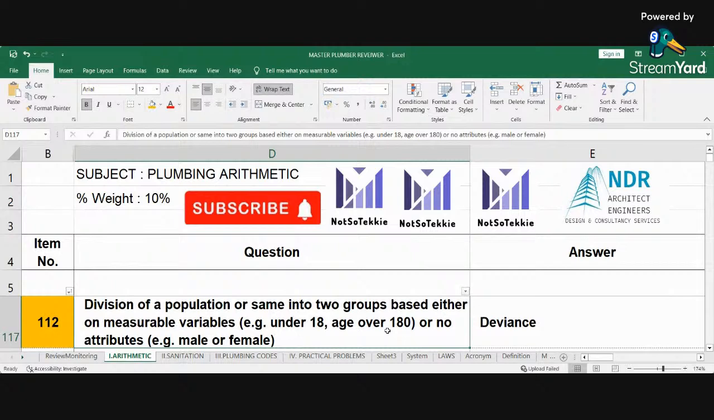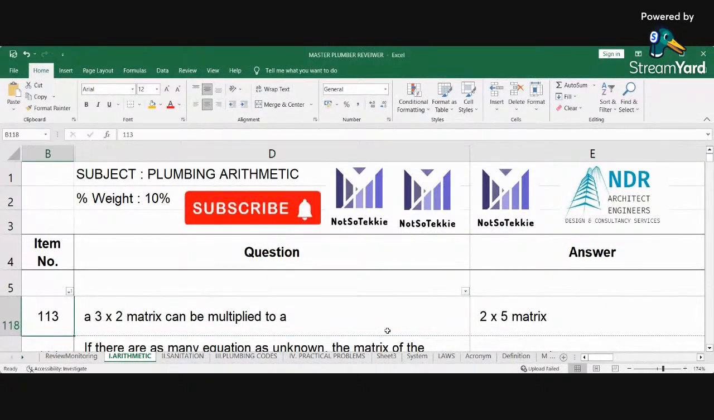Deviance. Division of population or the sample into groups based on either unmeasurable variables. Sample given under age 18, age over 180. Tanda naman yan, may nabubuhay pa bang ganyan? Or no attributes, sample given. Yan, male or female. Teka lang, i-monitor lang natin. The answer is deviance. 113 tayo.